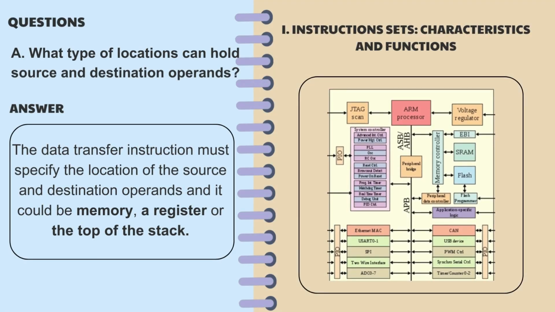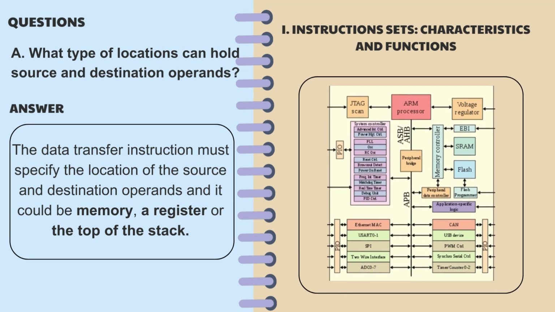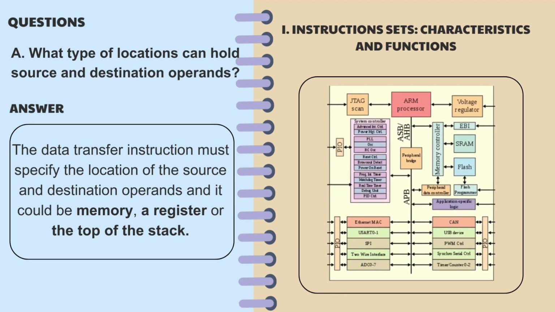Questions. Letter A. What type of locations can hold source and destination operands? Answer. The data transfer instruction must specify the location of the source and destination operands, and it could be memory, a register, or the top of the stack.